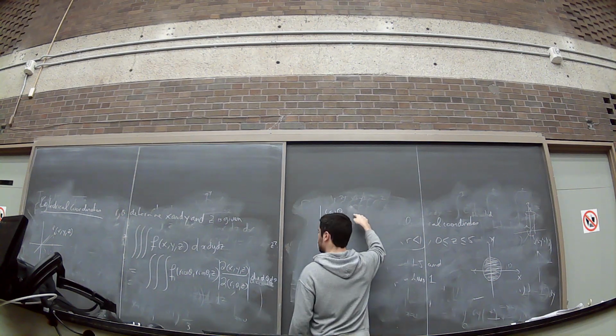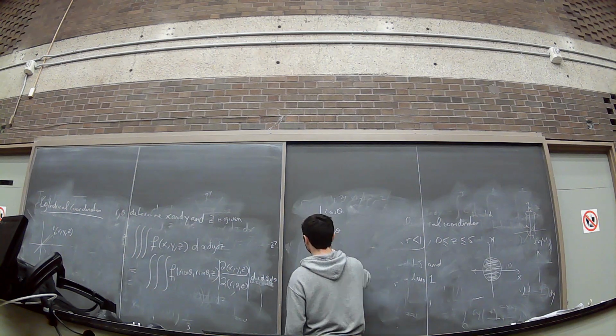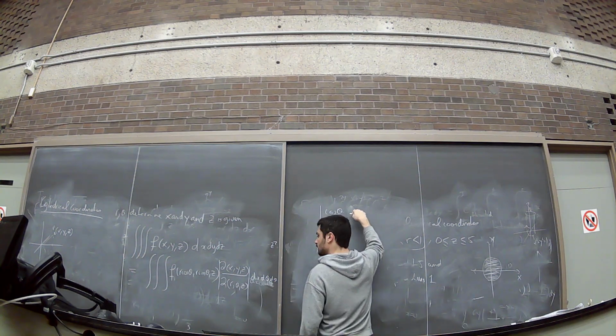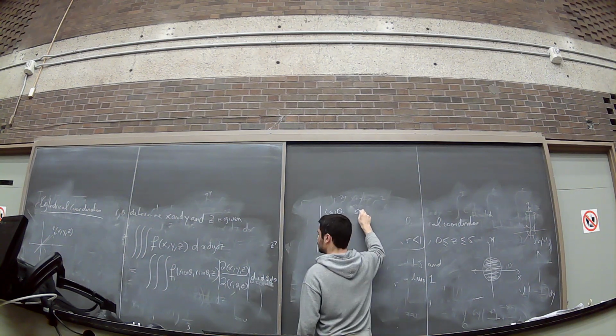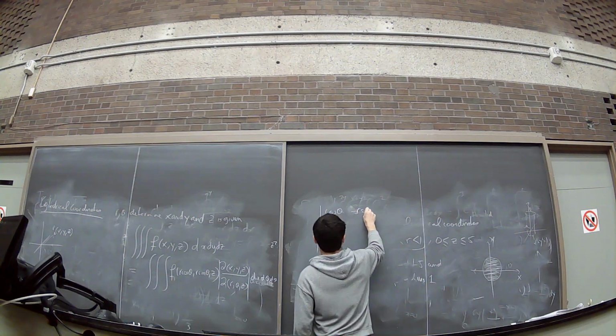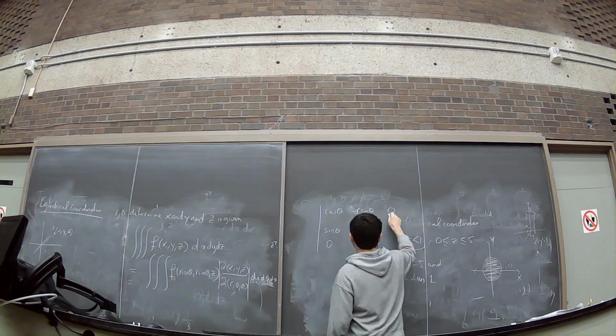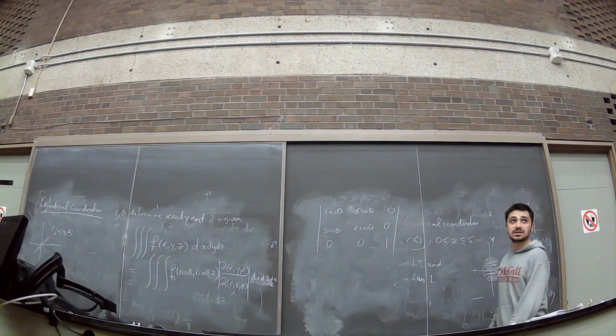Del z, del r is 0, right? Del x, del theta, sorry, is minus r sine theta, and then it's r cos theta, and then it's 0, and then 0, 0. You see that?